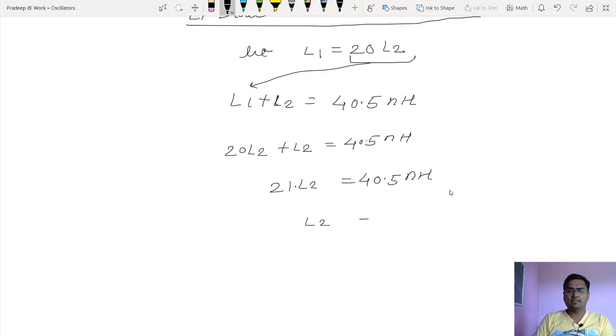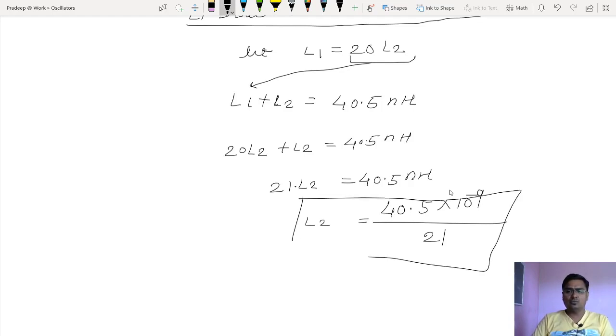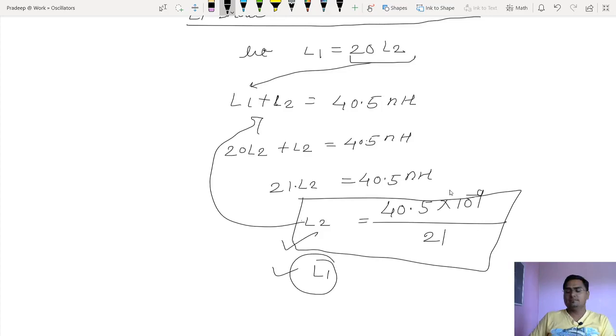So L2 will be 40.5 times 10 raised to minus 9 divided by 21. Yes, I can. This is how I can calculate the value of L2 and then put this value of L2 in this equation and go for the calculation of L1 also. This is how I can calculate 2 inductors and 1 capacitor, and this is the design of Hartley oscillator.